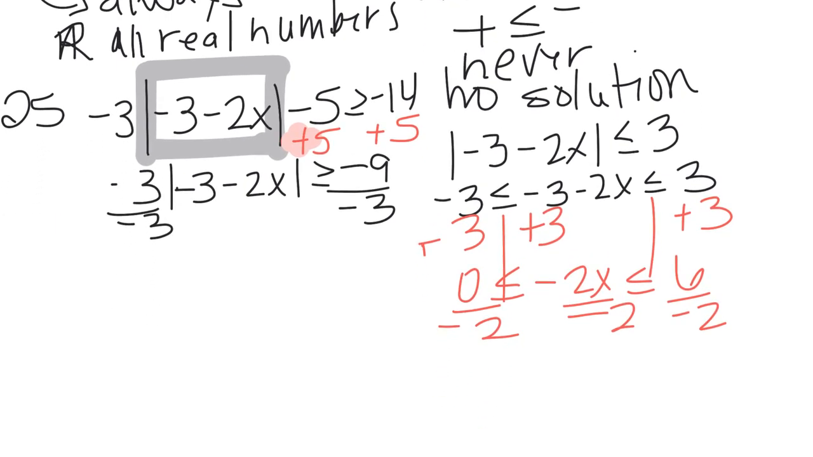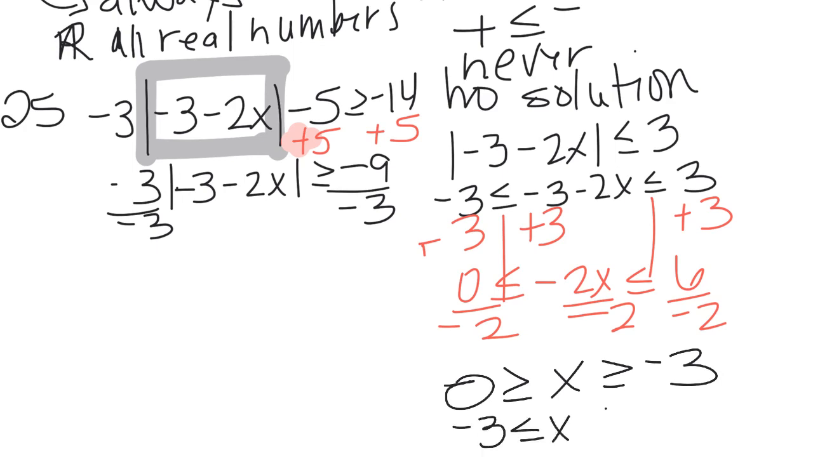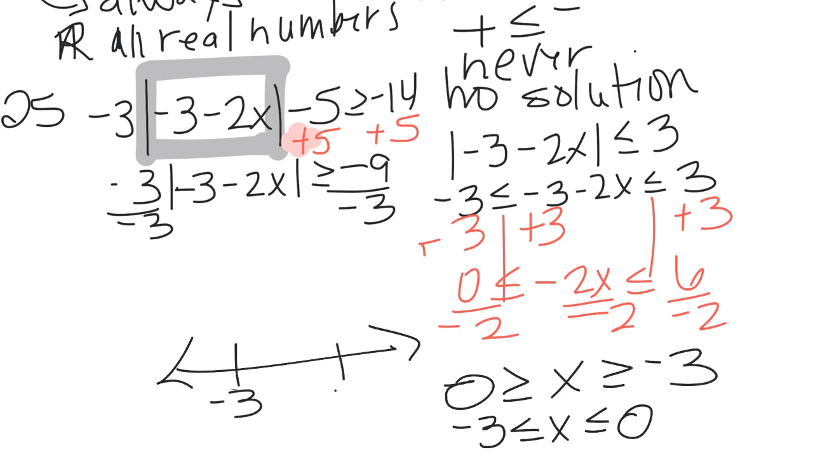And so this makes it kind of weird. Negative 0 greater than or equal to x greater than or equal to negative 3. So I have to flip it around, and my signs have to stay oriented the same way. Negative 3 less than or equal to x less than or equal to 0. And then that's numbers that are between negative 3 and 0, closed circles, and shaded between them.